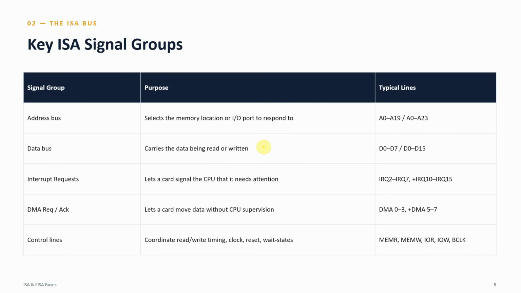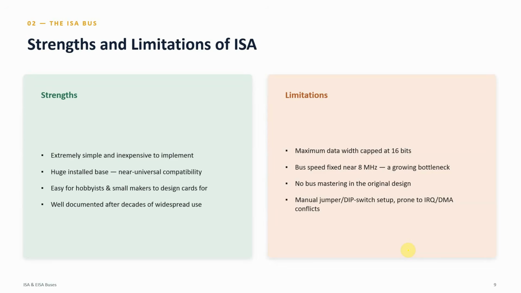Now, in our ISA, we are going to have something known as an address bus, data bus, interrupt request, DMA request and acknowledgement, and control lines. The strength of these ISA buses is that they are extremely simple and inexpensive to implement, and have a huge install base, nearly universal compatibility, and are easy for hobbyists and small makers to design cards for, and well documented after decades of widespread use.